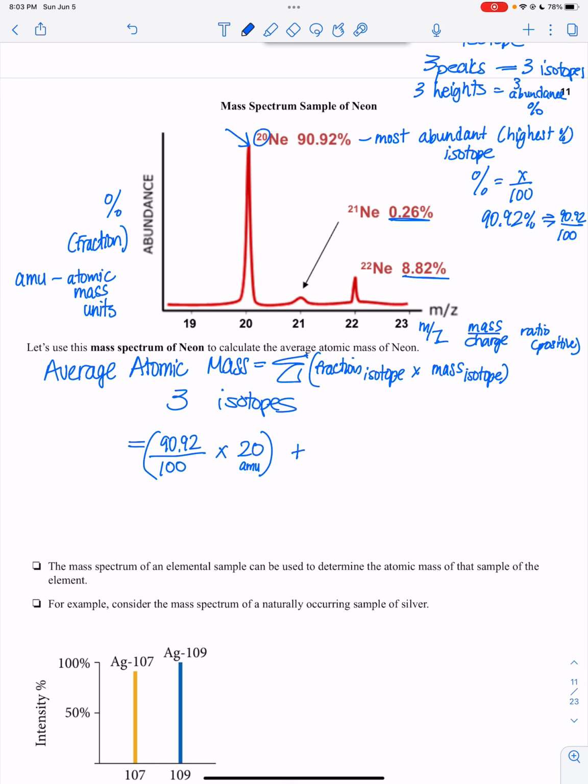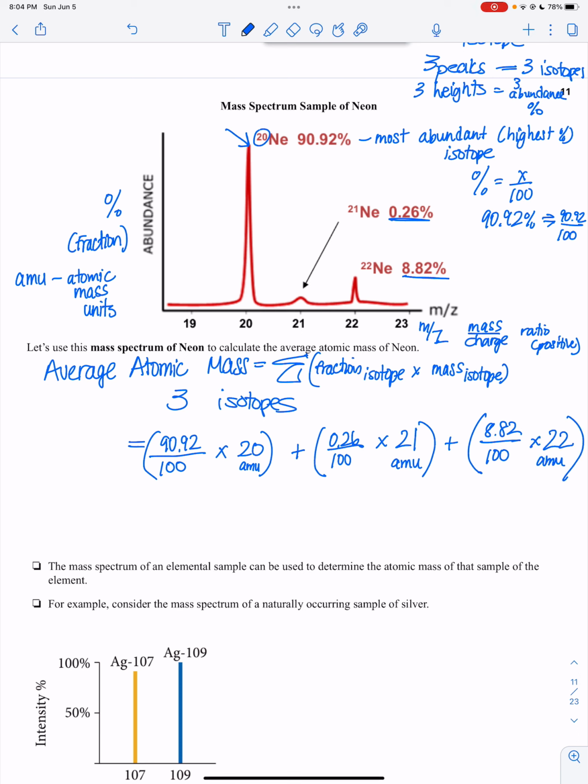Then I have the next isotope, which is, I'll do 26%. So it'll be 0.26 divided by 100 times 21 AMU, plus 8.82 divided by 100, that's 8.82%, times 22 AMU.